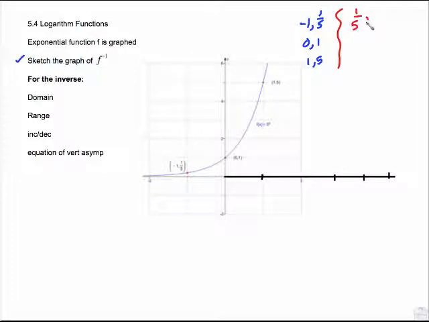your y. So this ordered pair is now 1/5, -1. This is 1, 0, and this is 5, 1. I hope you also remember that the logarithm function is the inverse of the exponential function, and that's why we are graphing this inverse right here. So taking these red points, I'm going to graph them down here.